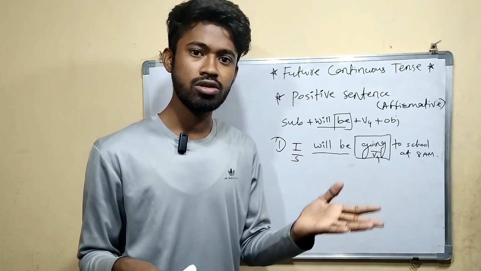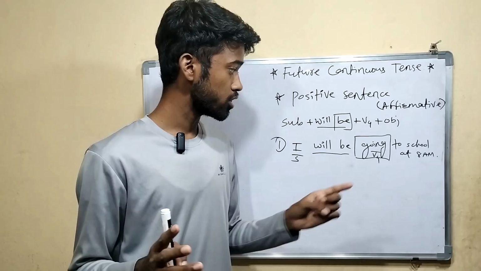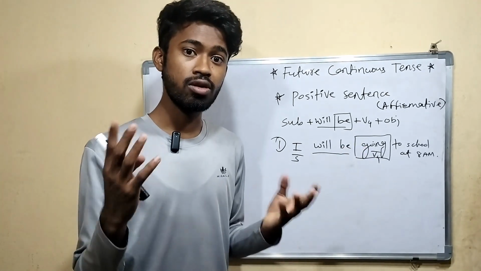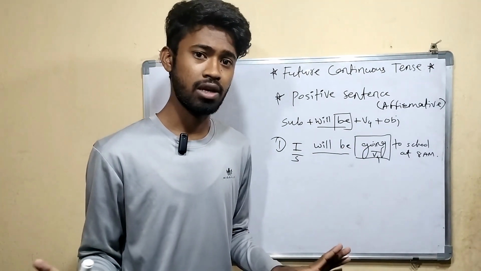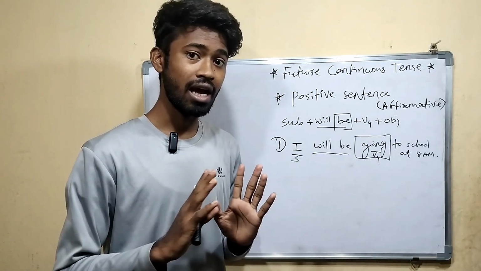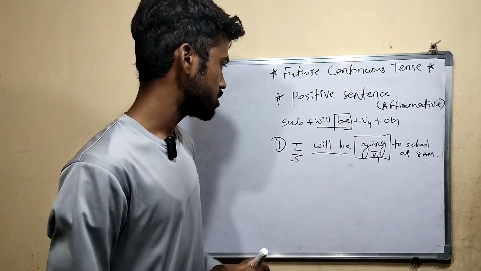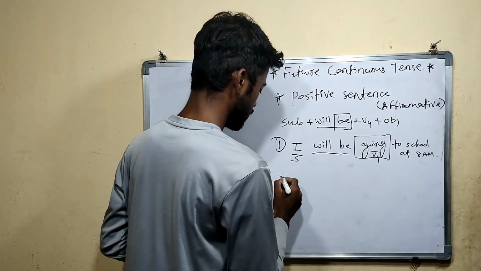With have forms we use the third form of main verb. With be forms we use the fourth form of main verb. With do forms we use the first form of main verb. So if you remember like this, it is very easy. You will crack all the tenses and grammar easily. Now this is the first example. Now let's see another example.